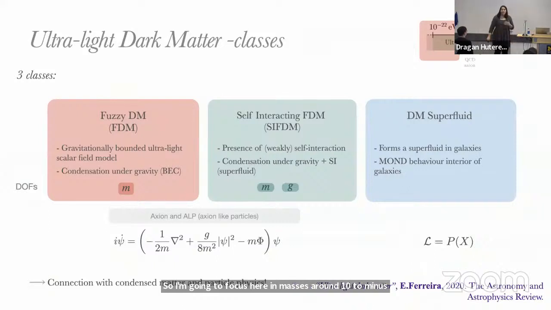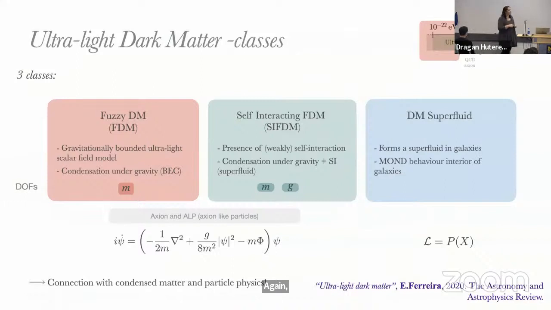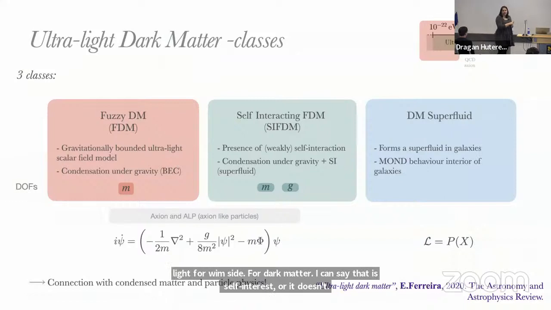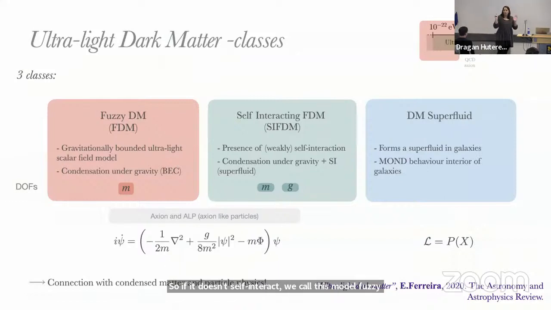Okay, so if I have this type of dark matter, I can have many different models to describe it. It's not just because I have an axion light particle that I know exactly how it behaves. Again, like for WIMPs, I can say that it self-interacts or it doesn't. If it doesn't self-interact, we call this model fuzzy dark matter. So it's just one particle, right? It doesn't self-interact and it's just there, just a light particle.